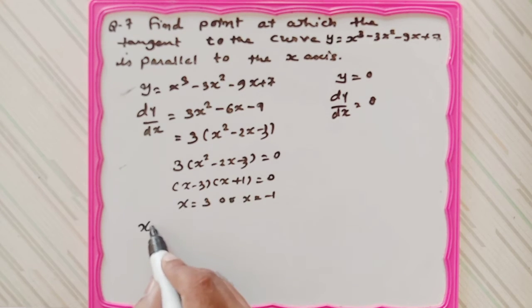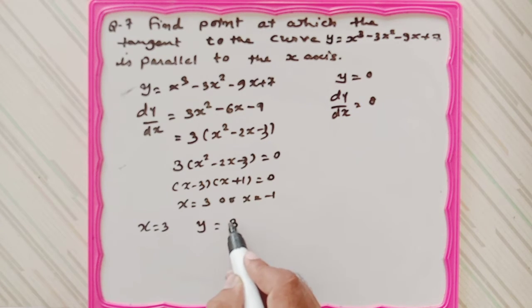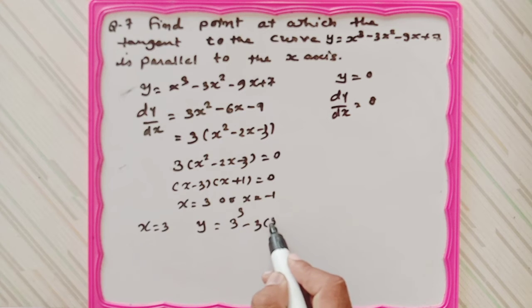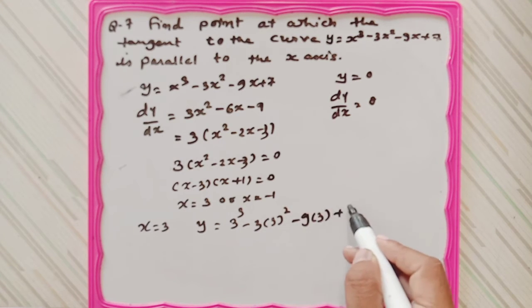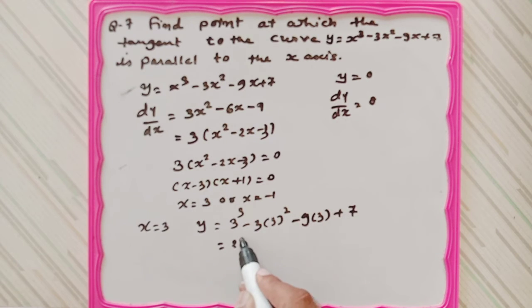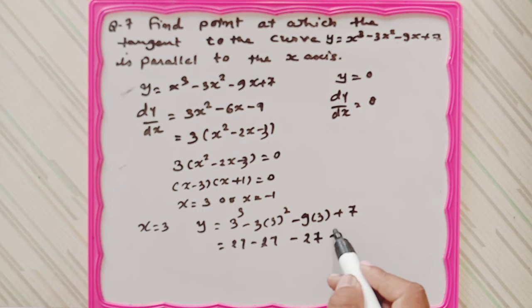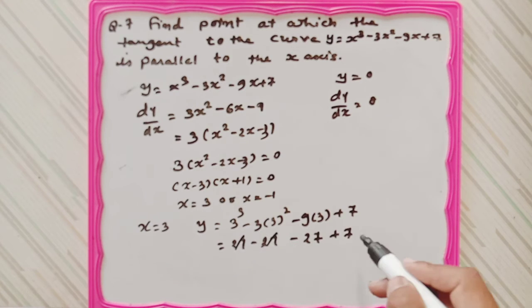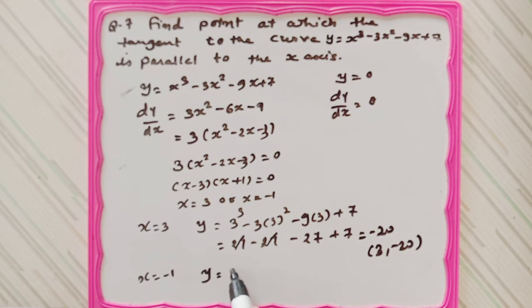So x equals 3 we take, then we have y equals 3 cube minus 3 into 3 square minus 9 into 3 plus 7. So it is 27 minus 27 minus 27 plus 7. So 27 cancels, so minus 20. So 1 point we have is 3, minus 20.